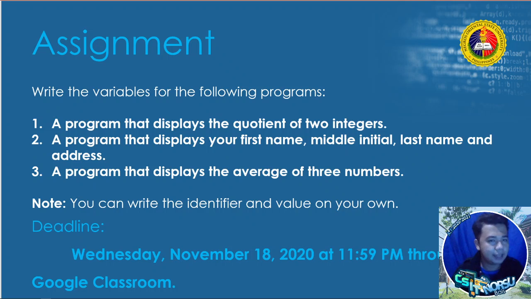And then assignment. Write the variables for the following programs. Number 1, a program that displays the quotient of two integers. Number 2, a program that displays your first name, middle initial, last name, and address. Number 3, a program that displays the average of three numbers. So you can write the identifier and value on your own. It will be totally up to you. The deadline would be Wednesday, November 18, 2020 at 11:59 p.m.